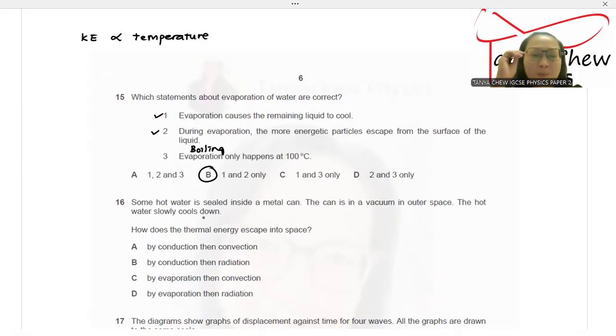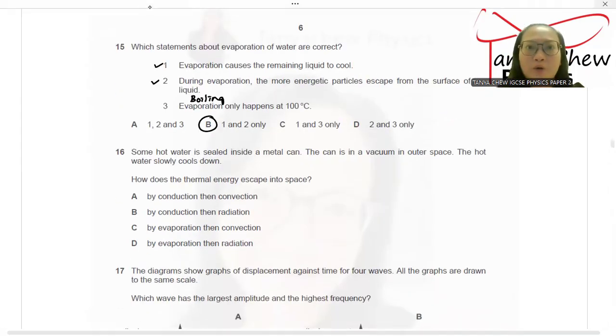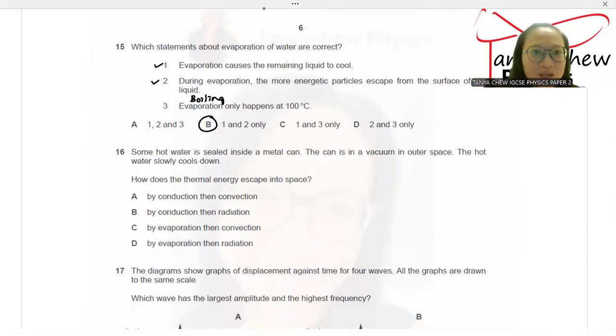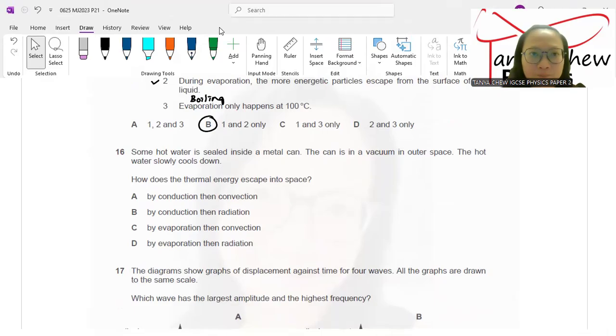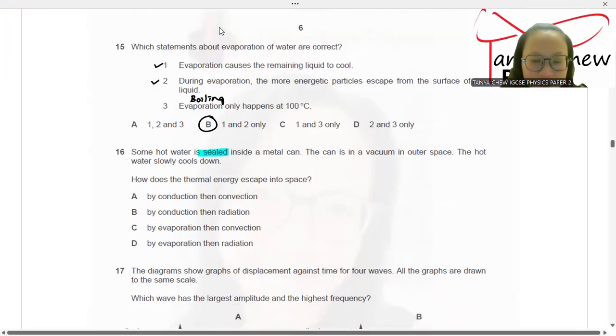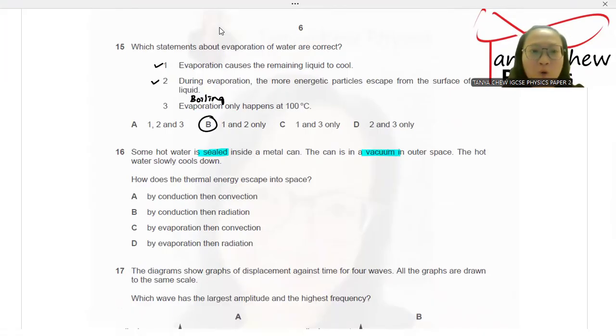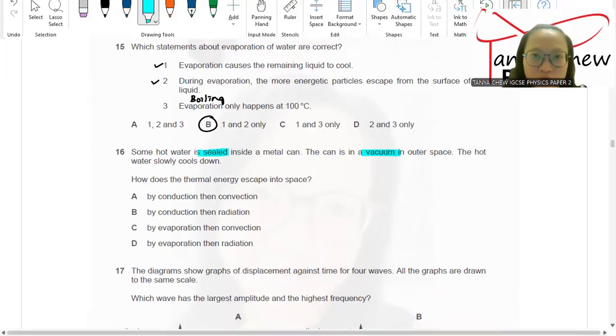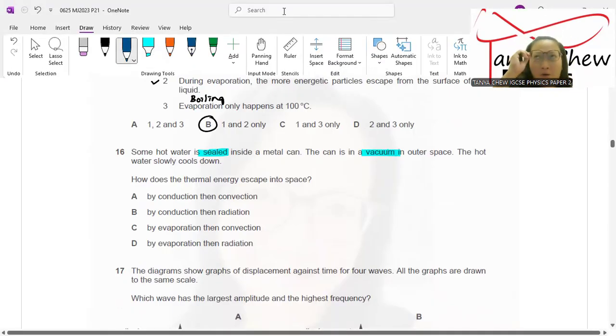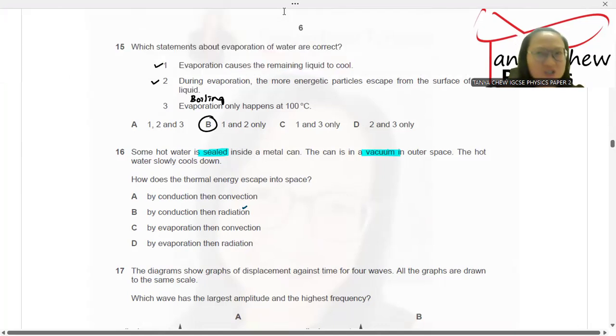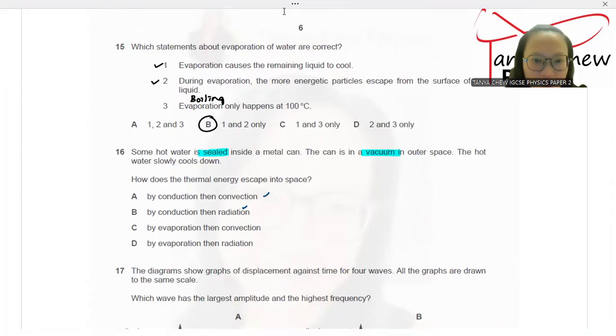Number 16, some hot water is sealed. Sealed. Okay, this is a hint. Sealed inside a metal can. Okay, this is sealed inside. Be careful. The can is in a vacuum in outer space. The hot water slowly cools down. How does the thermal energy escape into space? So one of the ways thermal energy can be transferred is by radiation. Because thermal energy can transfer through vacuum, the process is called radiation. So A cannot be your answer. You just tick radiation first.